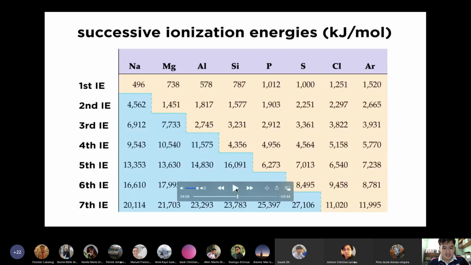Okay, do we have questions? So another pattern here is that the more electrons you would like to remove, the more energy will be required, because as you know, the fewer the electrons in the electron cloud, the more attracted the electron cloud becomes to the nucleus, making it harder to remove, requiring much greater energy to remove those electrons.